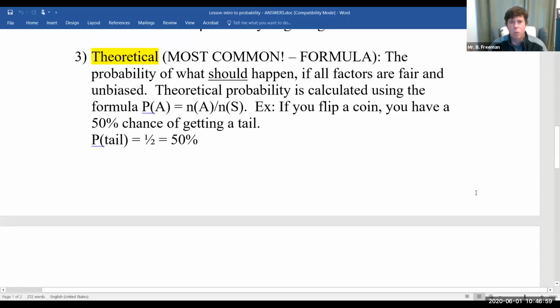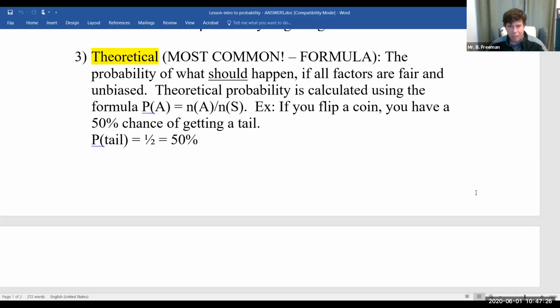So the third and most important part that you'll mainly use in the probability unit is theoretical probability. It is the most common. It's what we actually just did at the beginning of this handout. It's the probability of what should happen, and it is based on a formula. That formula is the probability of event A is the number of ways A can happen divided by the total sample size.